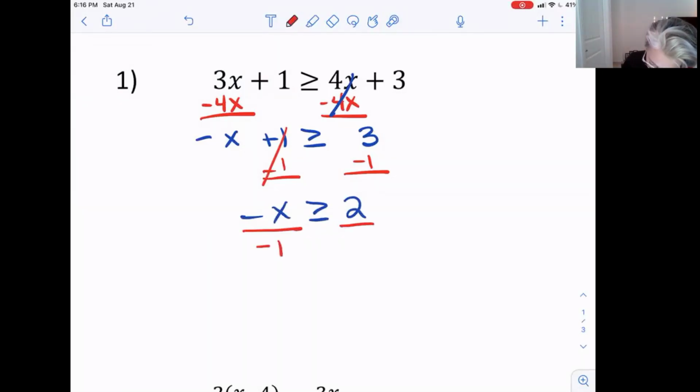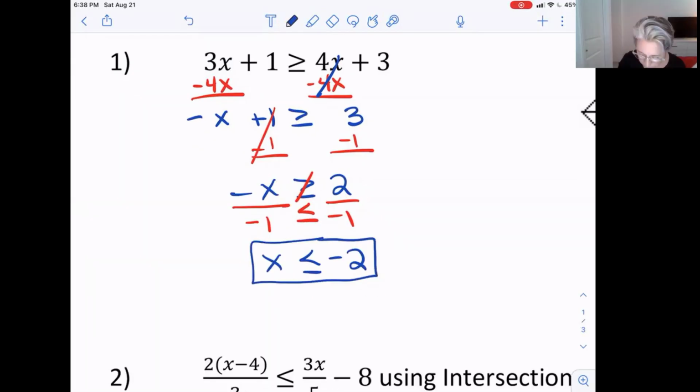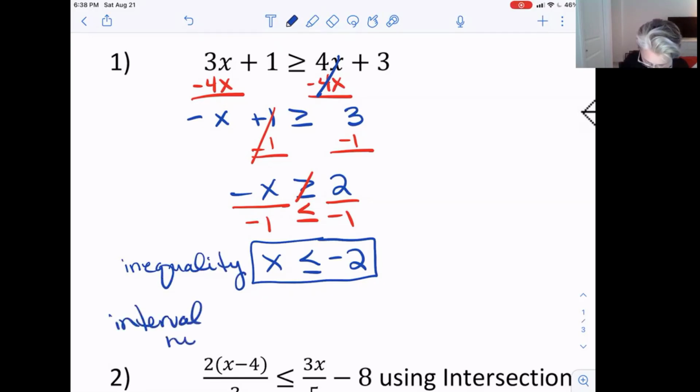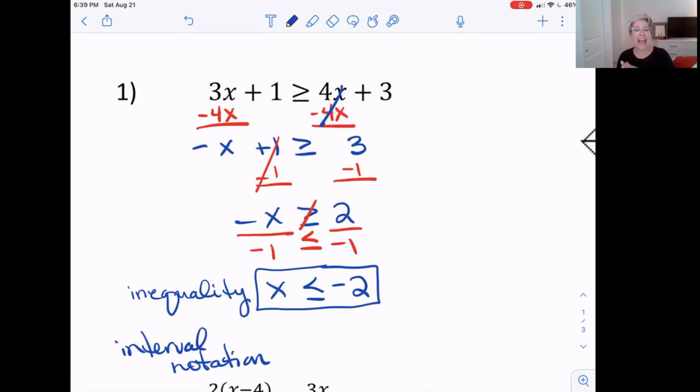Now we have to divide by that coefficient of negative 1. But when we do, we have to switch the inequality. So we get x is less than or equal to negative 2. Now, this answer here is the inequality. If you're asked to write it in interval notation, it includes negative 2 and everybody to the left. X is smaller than negative 2. So remember, interval notation is always left to right. So it'd be parentheses, negative infinity, all the way to negative 2 with negative 2 included.